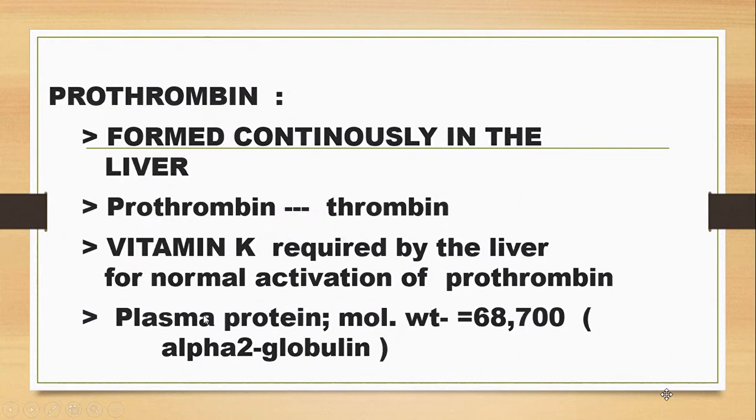The prothrombin is a plasma protein with a molecular weight of 68,700. Okay, you can just do away with the numbers, like that 68,700.